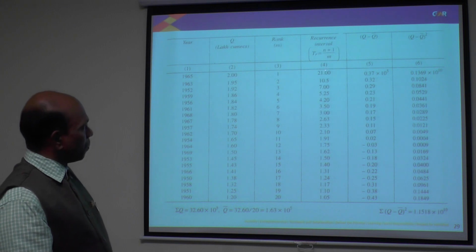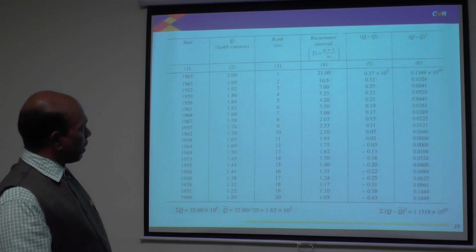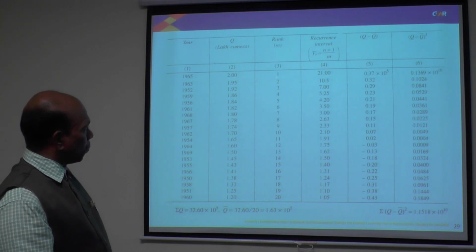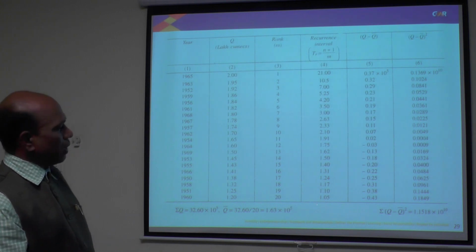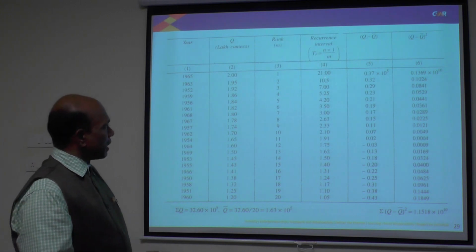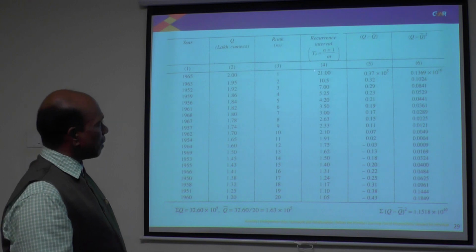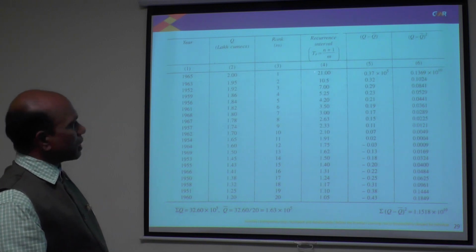This is the value, and n plus 1 divided by m means rank. This is the value, like that we are calculating. These are the values of recurrence interval. Here what it represents: the recurrence interval equals 21 years.